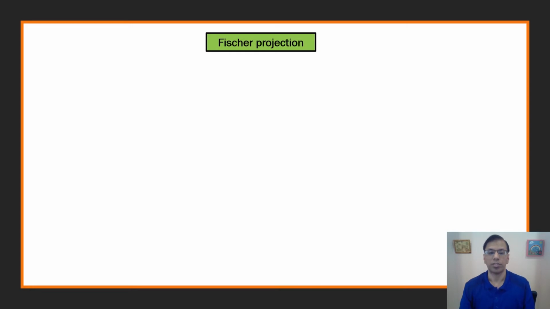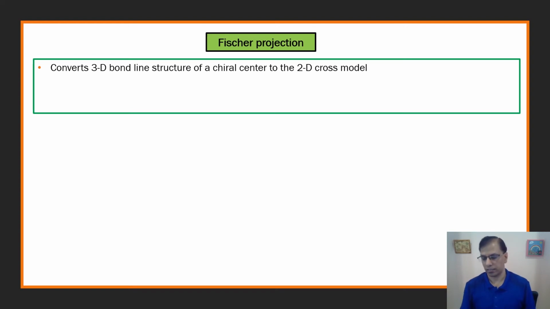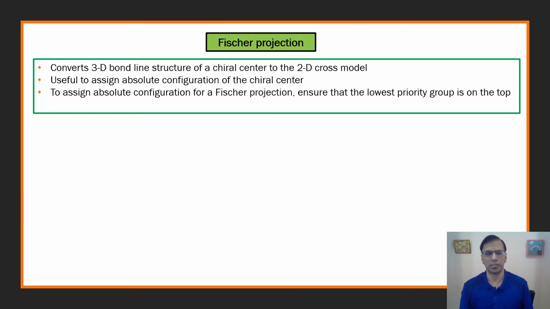So let's look at the Fischer projection formula. So what does a Fischer projection formula do? It will convert a 3D bond line structure of a chiral center into a 2D cross model, and it's useful to assign the absolute configuration of the chiral center. Remember that you will not always have models to make out of the molecule, and so it's useful to have a 2D structure to assign an absolute configuration about a chiral center.